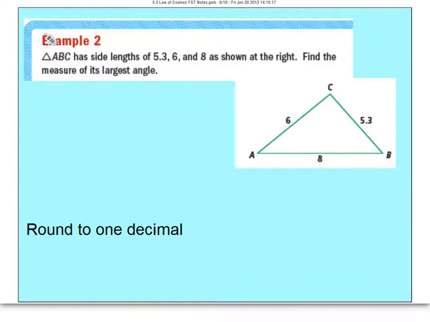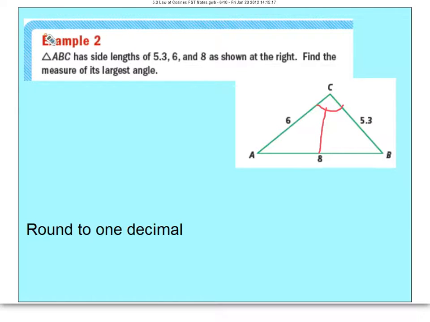Let's look at one more problem dealing with angles. Here they've drawn for us triangle ABC with side lengths 5.3, 6, and 8. They want to find the measure of the largest angle. Remember, we already talked about the largest angle will always be across from the largest side, so it's here with the 8. So what they want us to find is angle C.